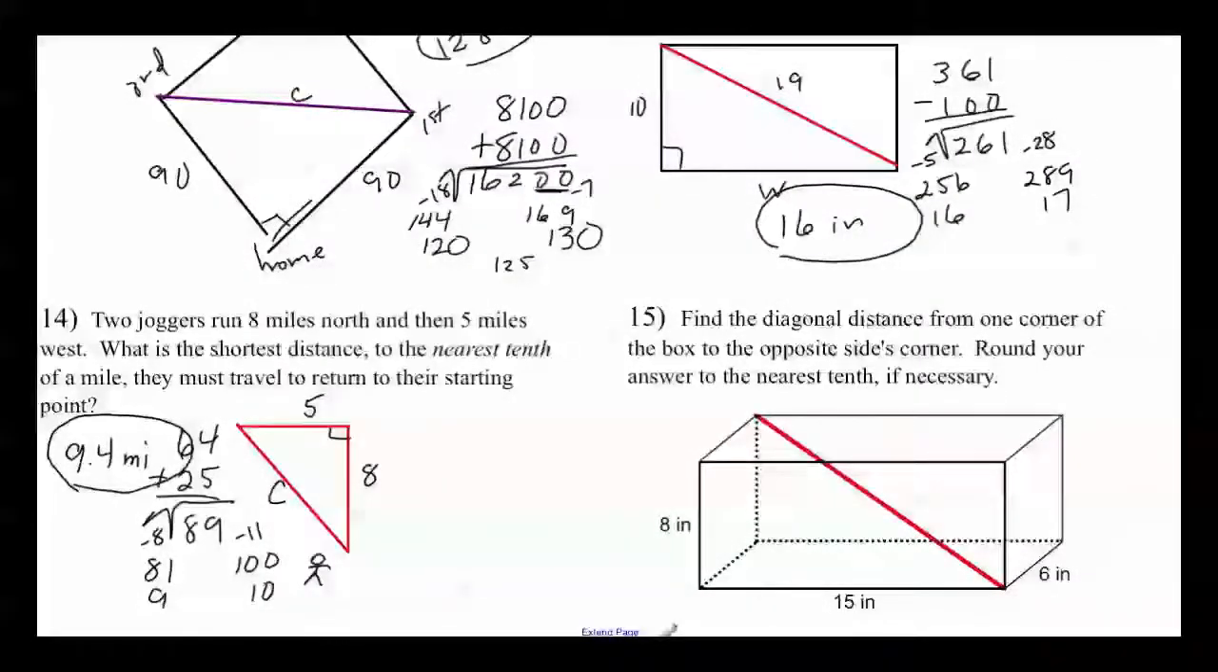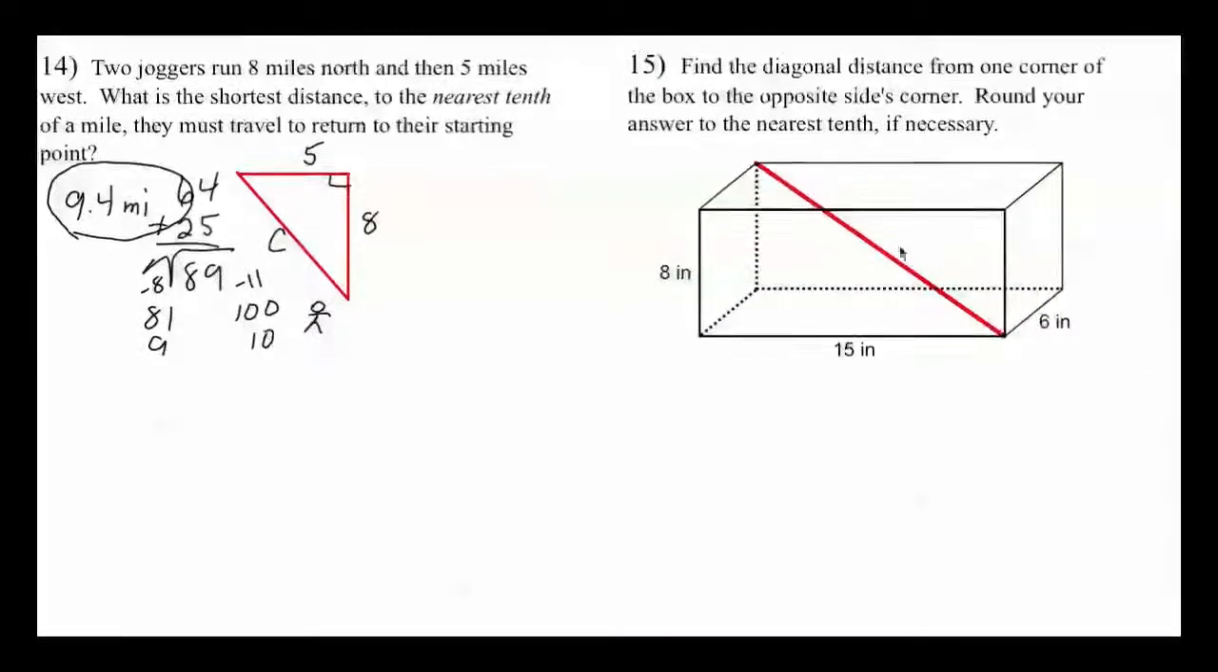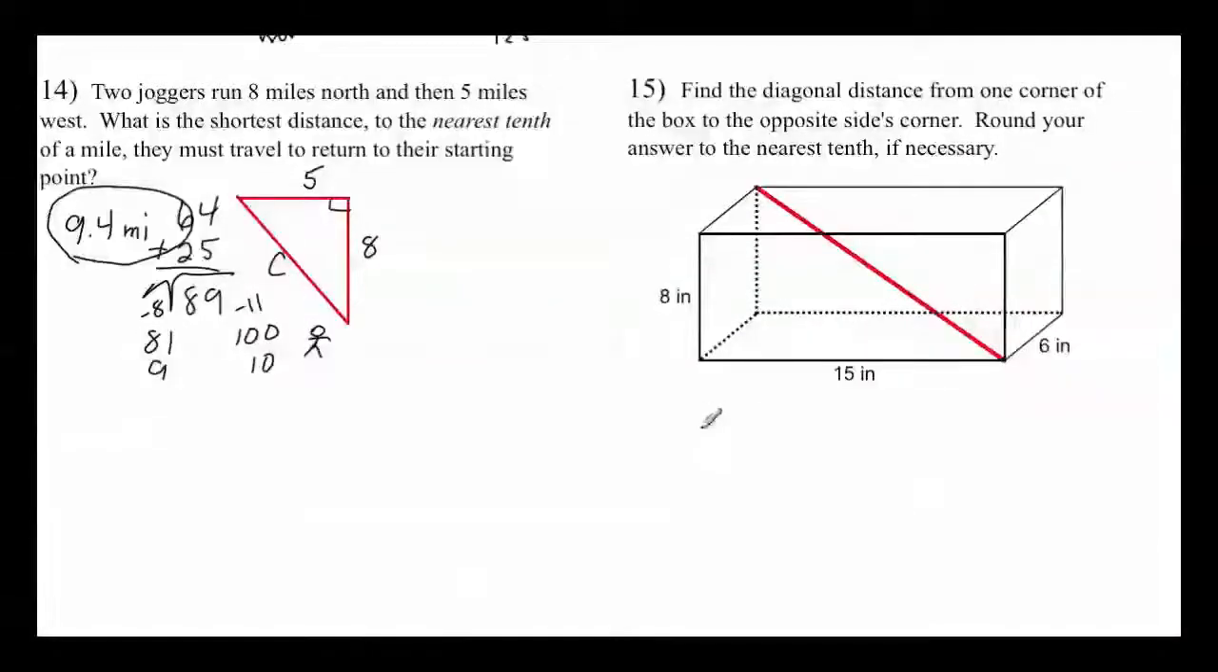Okay, we know from our work in class that when we want to find the diagonal distance across a three-dimensional prism like this, we have a nice simple formula: L squared, length squared, plus W squared, width squared, plus height squared equals that diagonal squared. It's kind of a nice little formula.